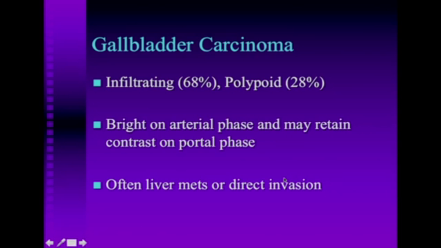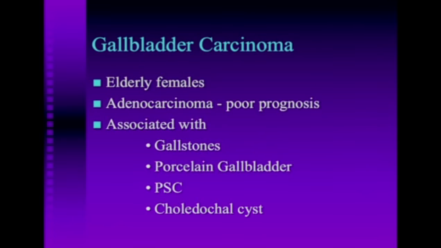Now, gallbladder carcinoma can be infiltrating in about 2/3 or polypoid in about 1/3. If you use a contrast agent, it'll be bright on the arterial phase and may retain contrast on the portal phase. And then you should look for liver mets or direct invasion, because these can be quite aggressive. They occur in elderly females. They're usually an adenocarcinoma, and then they've been associated with either gallstones, porcelain gallbladder, primary sclerosing cholangitis, or choledochal cyst.